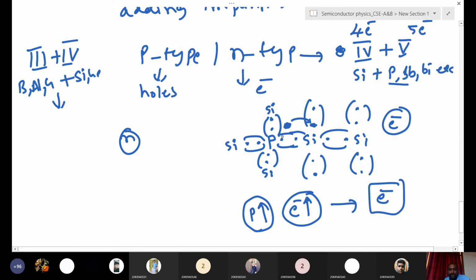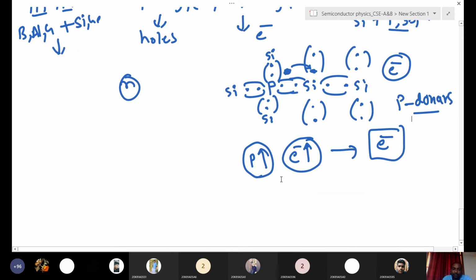So this phosphorus is donating one electron. That's why this phosphorus atom is what we call a donor. So this phosphorus is a donor. Now you got it, right, how the n-type material is forming. If we add fifth group elements to fourth group elements, we get an extra number of electrons without creating holes. That is an n-type semiconductor.